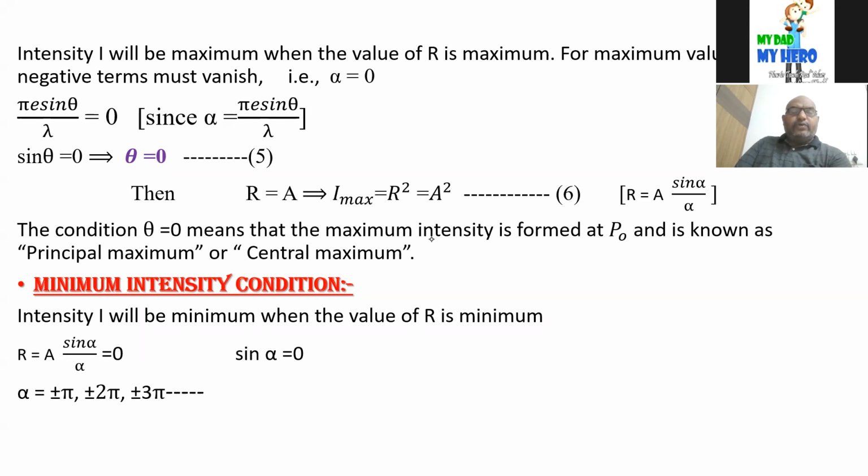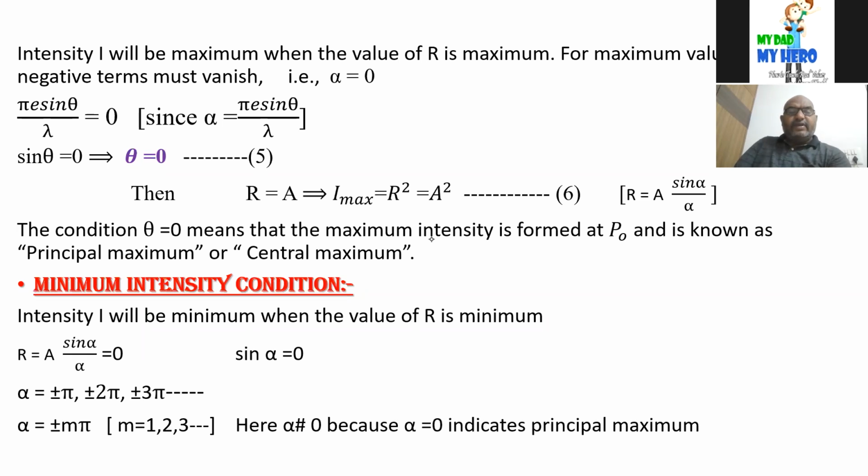So n is equal to 1, 2, 3 and so on. Substitute alpha is equal to plus or minus pi, plus or minus 2 pi, plus or minus 3 pi and so on. Where alpha is equal to plus or minus m pi, where m is equal to 1, 2, 3 and so on. Here alpha is equal to 0 indicates the principal maxima.